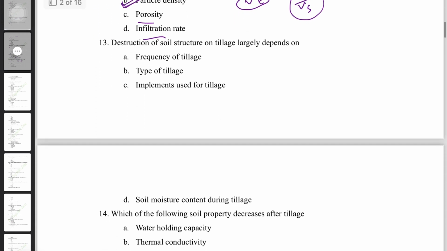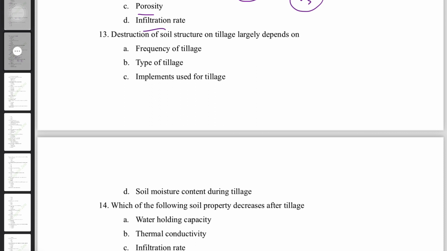Next, destruction of soil structure on tillage largely depends on: first, frequency of tillage. It is not that much. If you are frequently tilling the soil, yes, it will destroy, but that is not that important. Type of tillage you are following is also not that important. Implement used for tillage is also not that important.